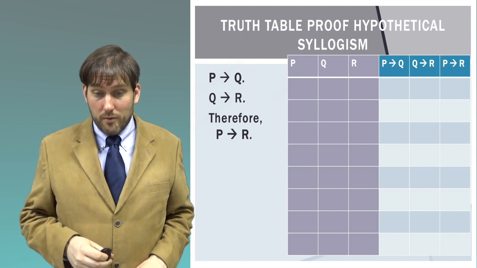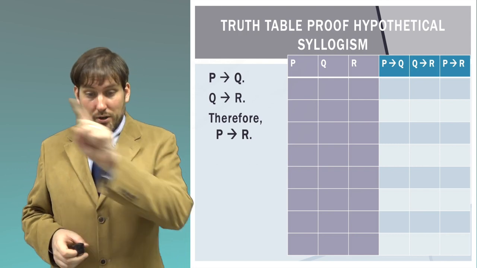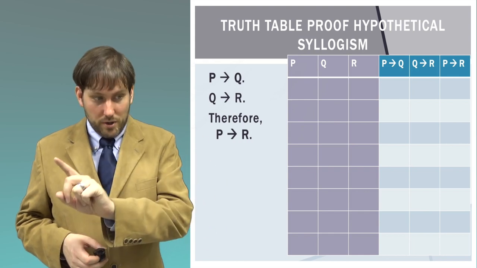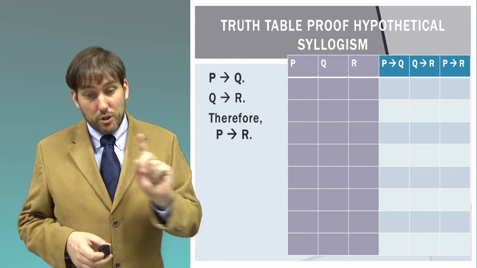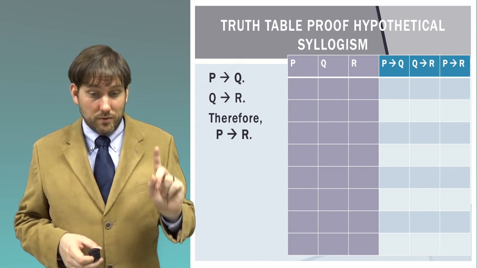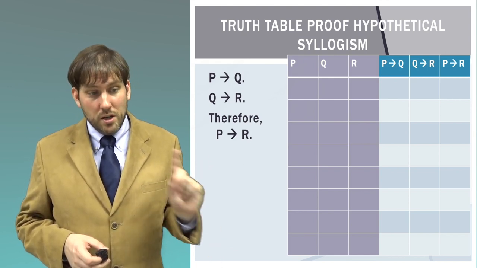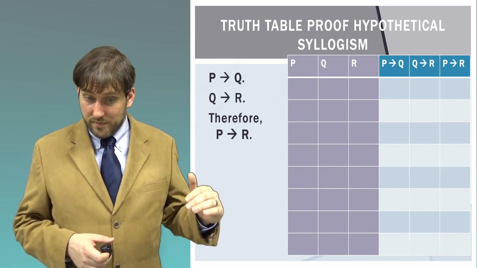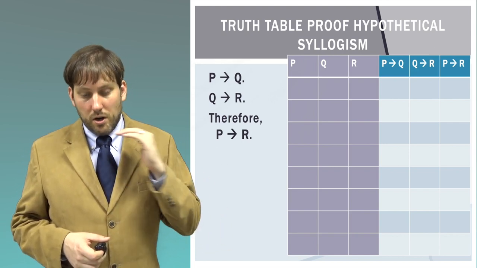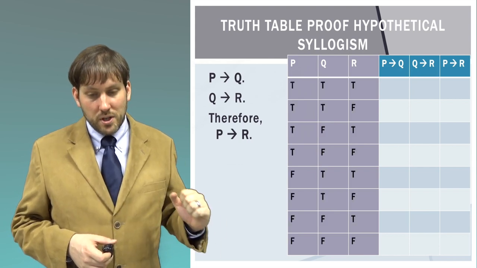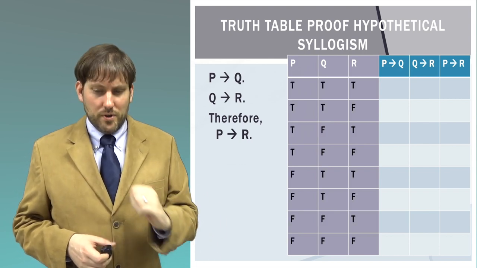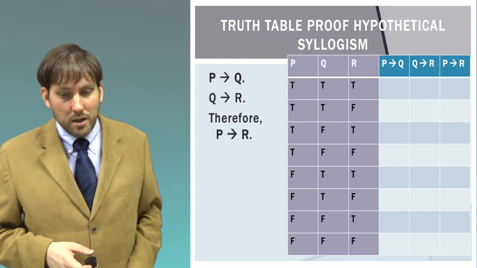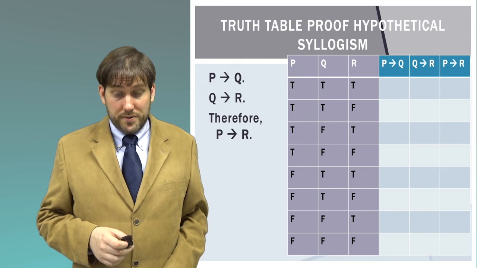Well, we can have one possibility where P, Q, and R are all true. Then we can have P and Q are true, but R is false. Then P is true, Q is false, R is true. So this is kind of tedious. We can have P is true, Q is false, R is false. Then we would have P is false, Q is true, R is true. Then P is false, Q is true, R is false. And we just keep going and we'll get this. So we will have eight different rows.